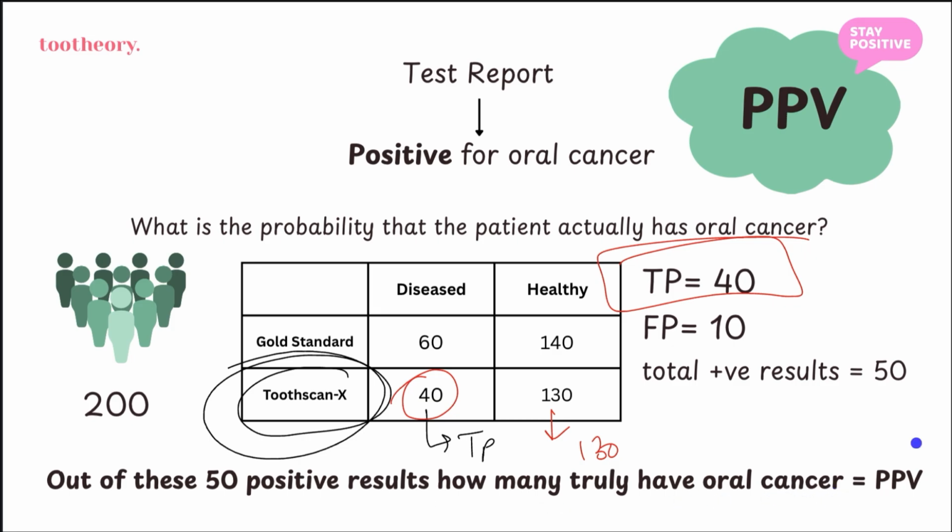And out of these 50 positive results, how many truly have oral cancer? That is the positive predictive value. Out of these 50 people, how many actually have oral cancer? That is the positive predictive value.